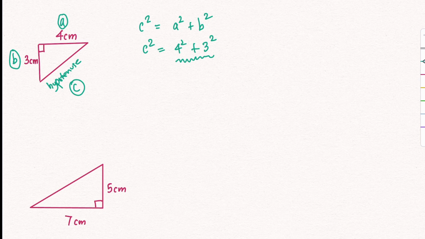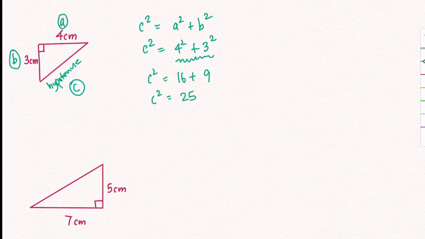Now, some of you may choose to use a calculator, or some of you may want to use mental math. And if you are using mental math, how you get 25 is: 4 squared is equal to 4 times 4, and that is equal to 16. And 3 squared is equal to 3 times 3, and so that is 9. And this is how you get 25.